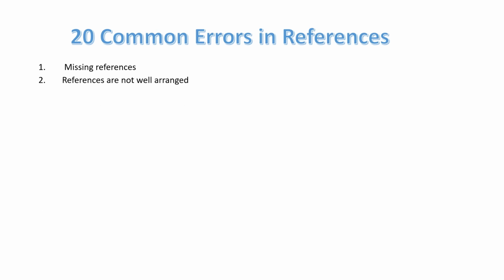Second one is the references are not well arranged. When you are making two references, these should be properly arranged. Old references should come first, and then the latest references come later. So references should be well arranged in text and well arranged in the reference list.